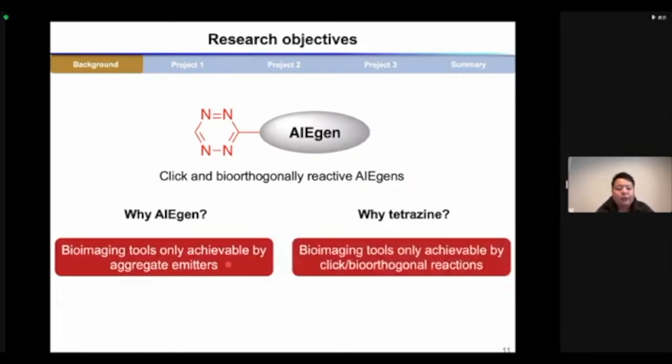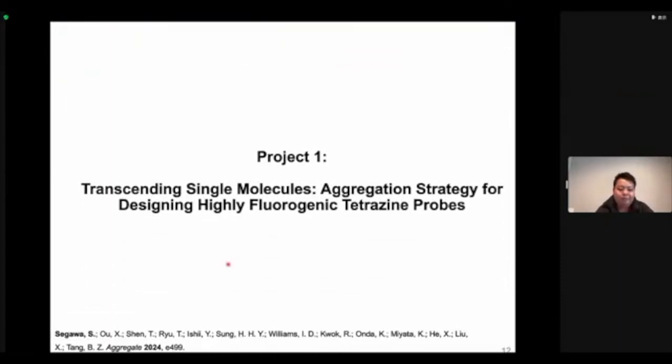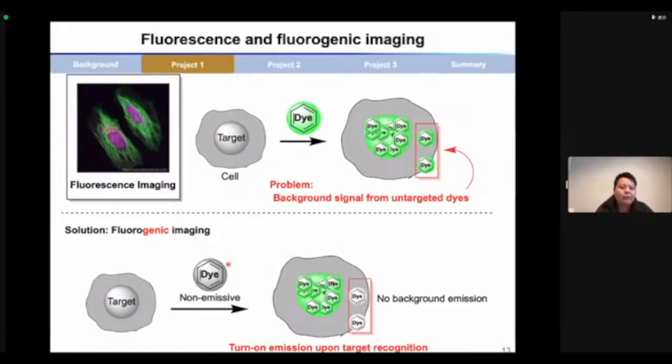In this concept, I have focused on the first project, which is the aggregation strategy for designing highly fluorescent tetrazine probes. So again, in fluorescence imaging, you prepare the biological sample and you add a fluorescence probe to target your target. But to be honest, in many cases this targeting doesn't work perfectly. Say, 90 something percent of the dye will target the target of interest inside the cell. Some of the dye will float around those targets, and if this floating molecule also has very strong emission signals, that will give you the background signal, which results in low contrast, bad resolution fluorescence images.